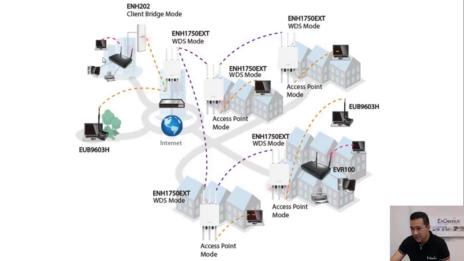So here you can see our clients connected on the 2.4 gigahertz radio, and also here there are clients connected to that access point. So this is a typical deployment of how you can use WDS AP.